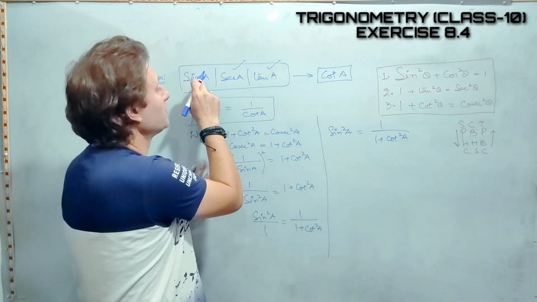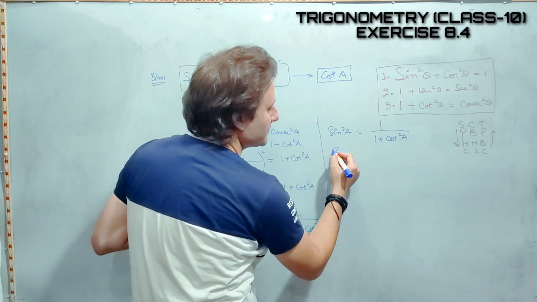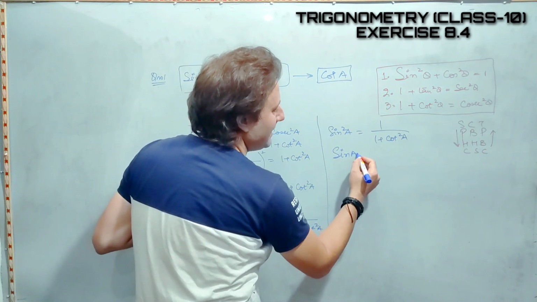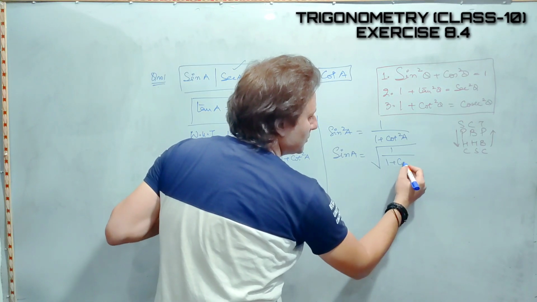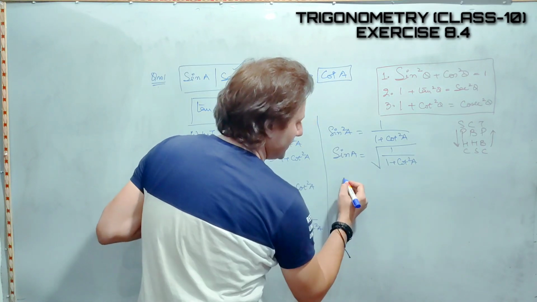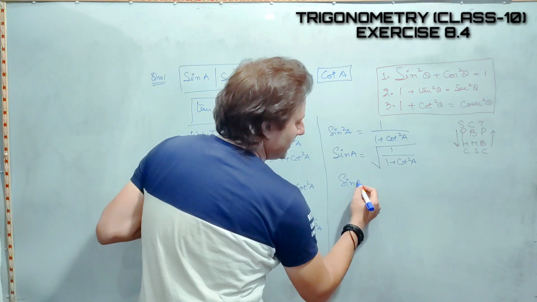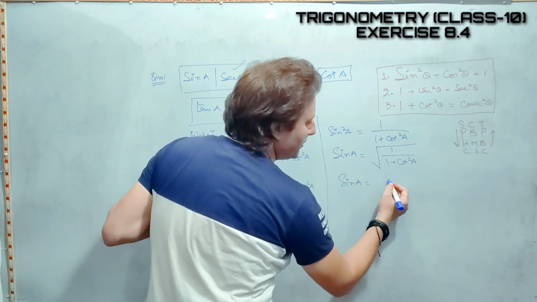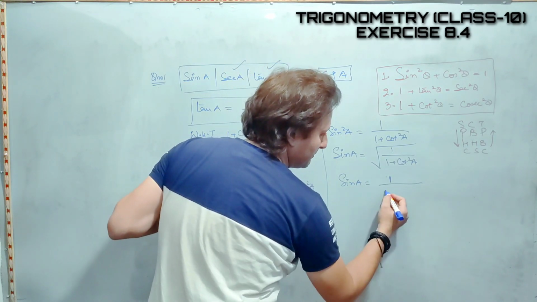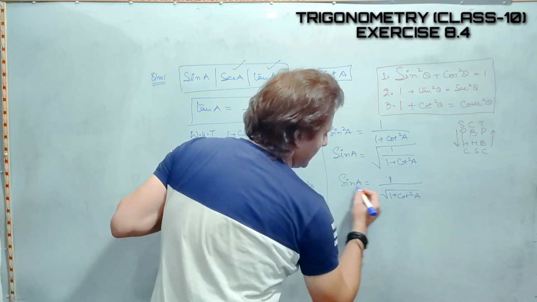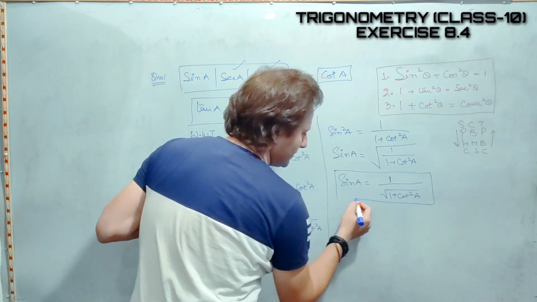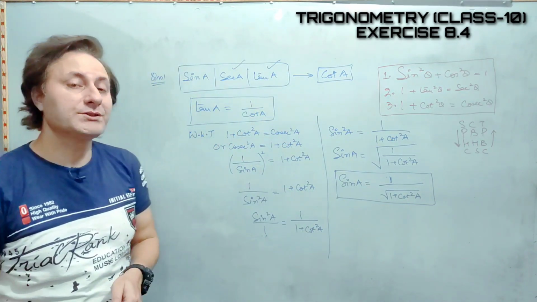Now what do I have to have here? I need to have the value of sine. So I'll write sine A is equal to under root 1 upon 1 plus cot square A, and then sine A is equal to under root 1 will not make much of a difference, so it will remain as it is, and then 1 plus cot square A. So this is the third value that we were searching for.